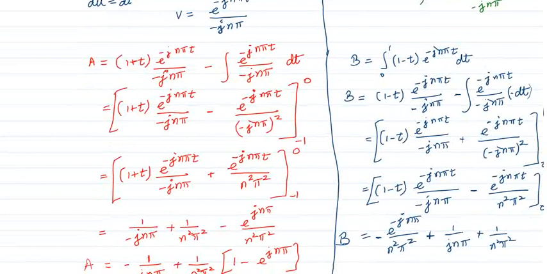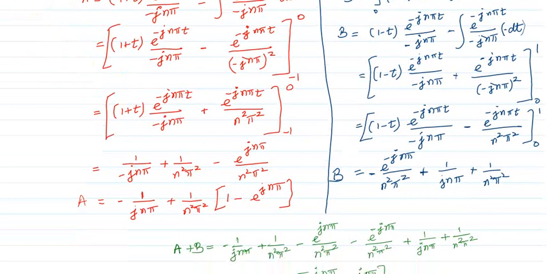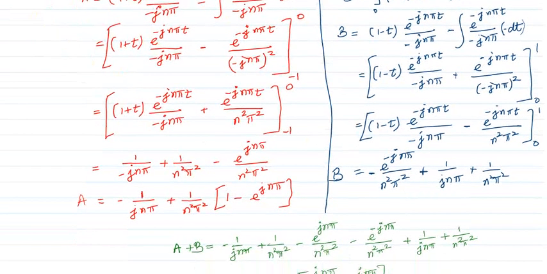If you look, minus 1 square is 1. j is the square root of minus 1, so j square is minus 1; minus times minus makes it plus n square pi square. Now we substitute the upper and lower limits, and we will get the A term. Similarly, we will work out the B term.